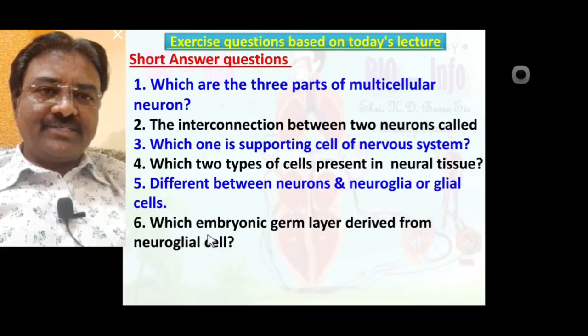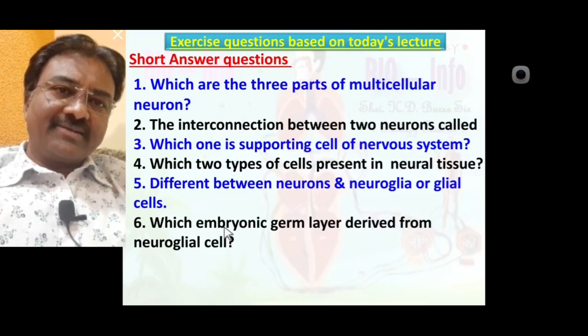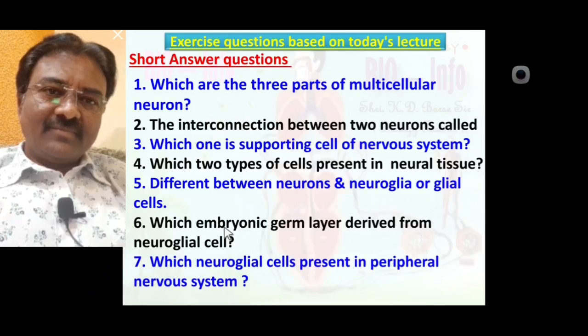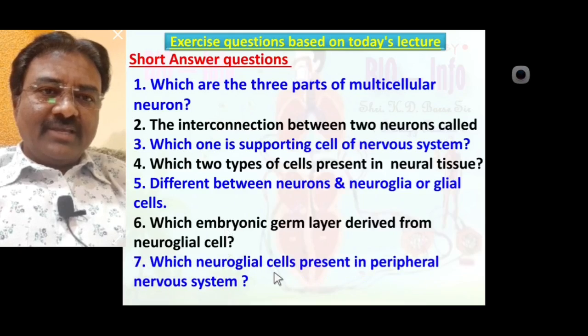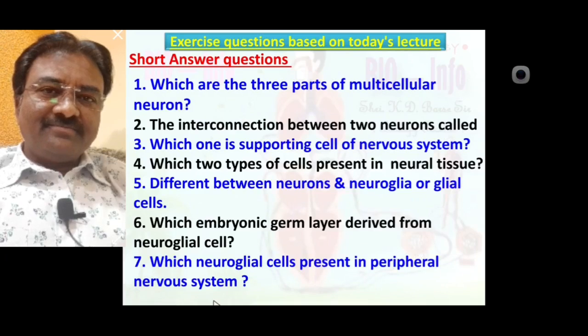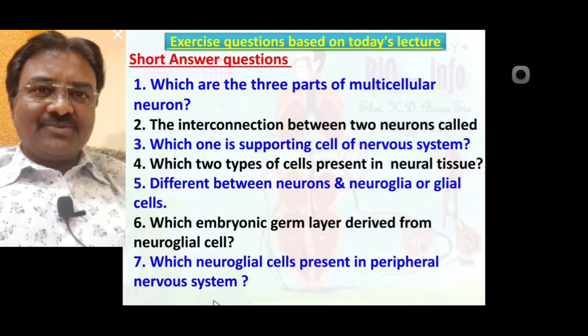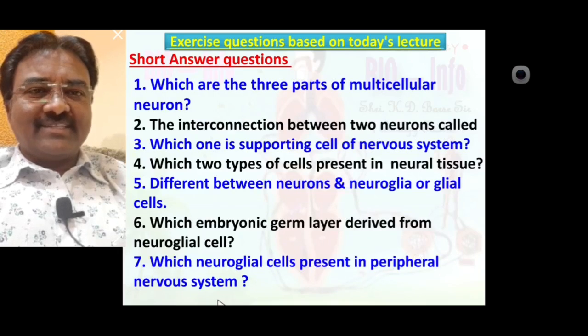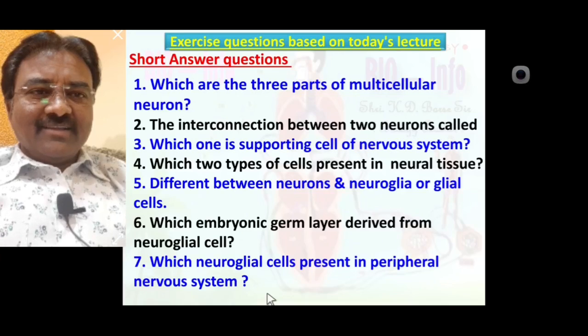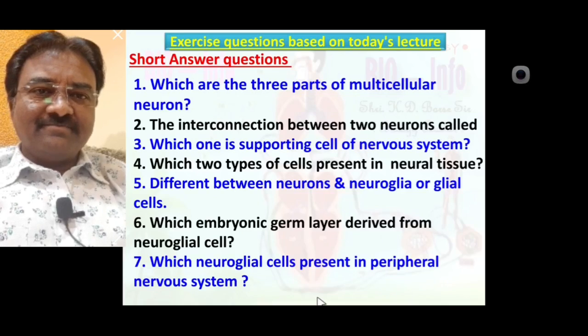Number 6, from which embryonic germ layer are neuroglial cells derived? Yes, neuroglial cells are derived from the ectoderm germ layer. Which neuroglial cells are present in the peripheral nervous system? Yes, Schwann cells and satellite cells are present in the peripheral nervous system.